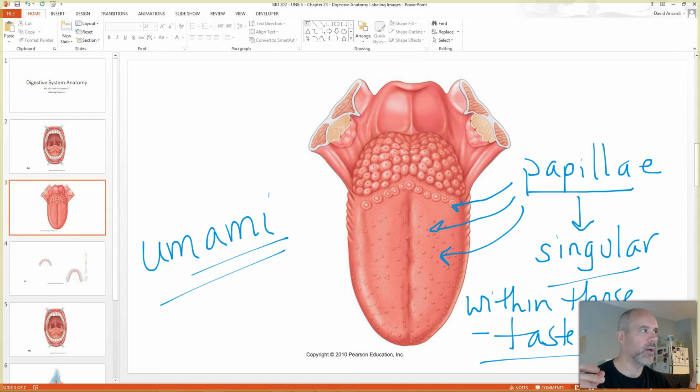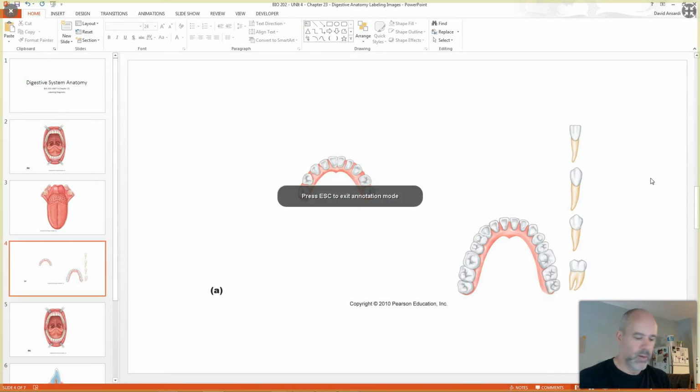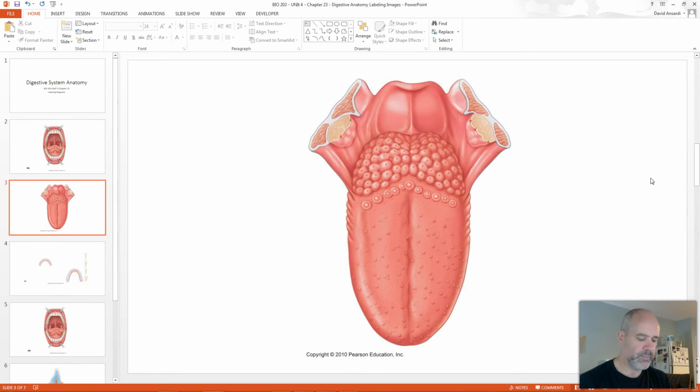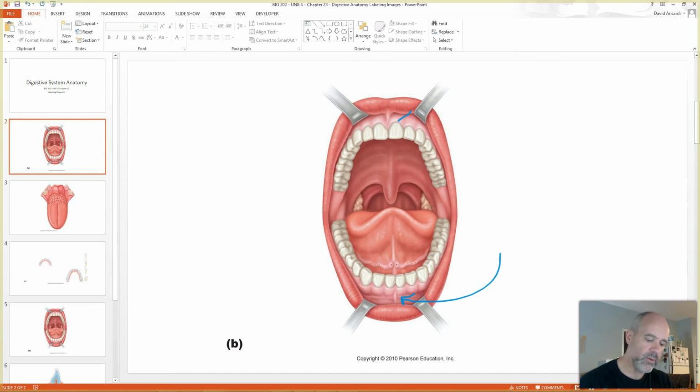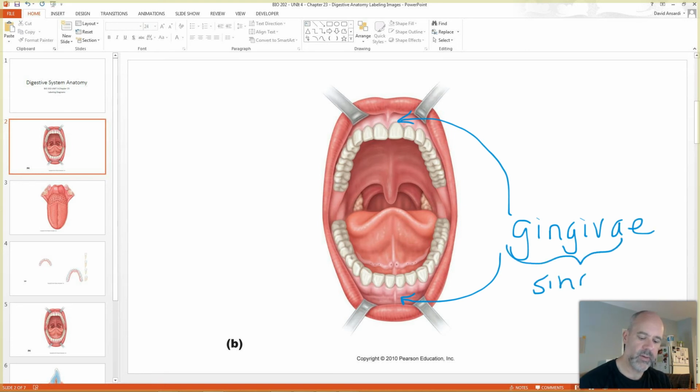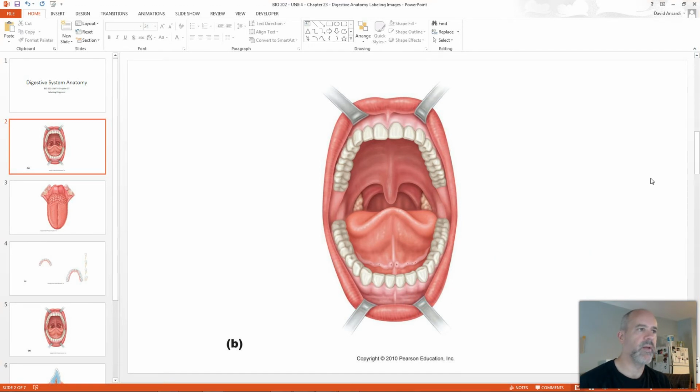All right, how about your gums? I imagine we all know where our gums are. We all know where our gums are, but the gums are also called the gingivae. Gingiva is singular. Gingivae is plural. If you have inflammation of the gums, that's called gingivitis. And of course, your teeth are embedded in the gums.